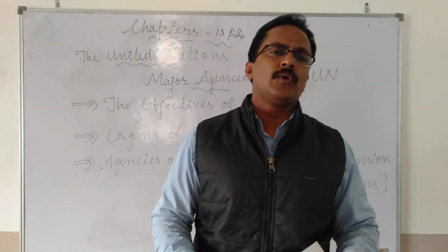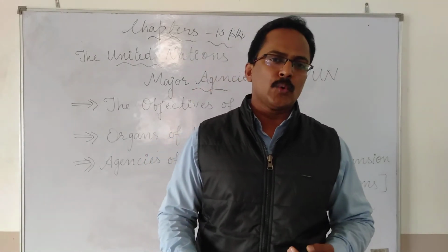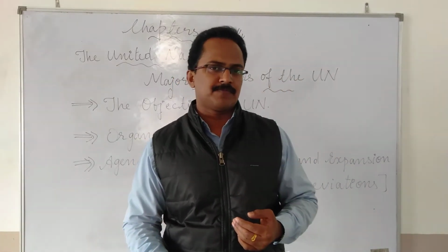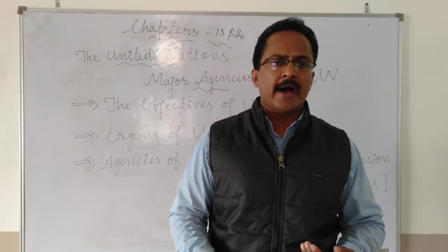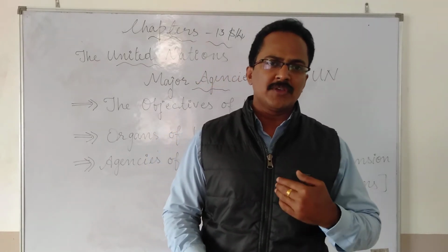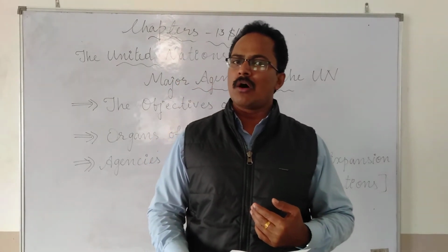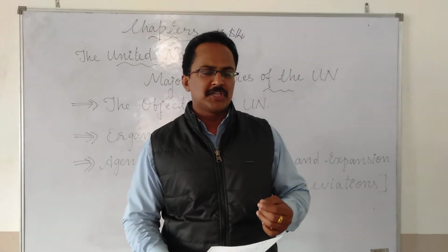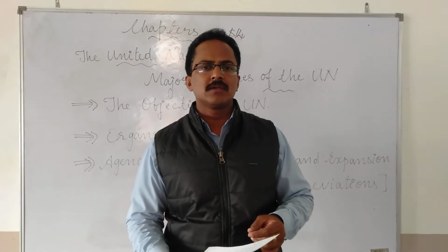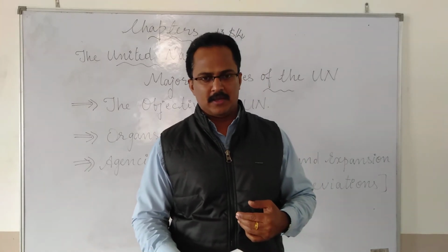The first organ of UN is the General Assembly. Second one is the Security Council. Third organ is the International Court of Justice. Fourth one is the Economic and Social Council. Fifth one is the Trusteeship Council, and the sixth one is the Secretariat. These are the six organs of UN. Once again, General Assembly, Security Council, International Court of Justice, Economic and Social Council, Trusteeship Council, and the Secretariat.